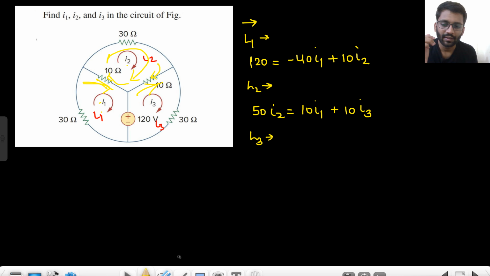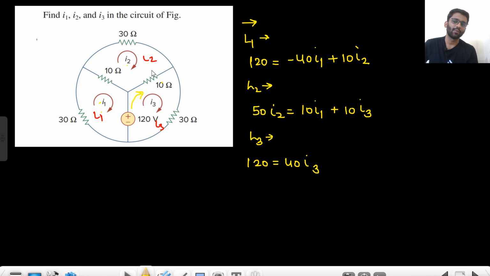Now in loop 3, simple KCL KVL we are writing, nothing else. In loop 3, you would expect the current to flow like this. I3 is flowing in the same direction, so 120 volt will be equal to 40 I3. One more component is there. That component is of I2, but that's in the opposite direction, so minus 10 I2. So that's it. These are the three equations.